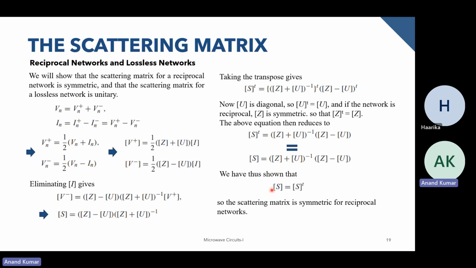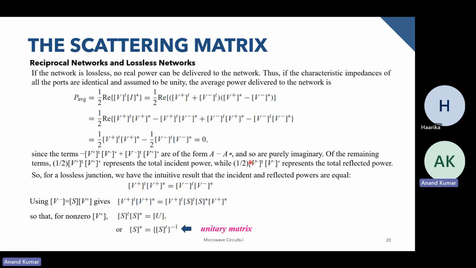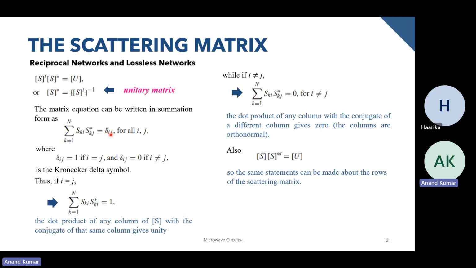You only need to solve for the top half of the matrix. If you cut the matrix diagonally, then half of it is already known. And similarly, if they are lossless, the matrix turns out to be unitary. So this observation gave us these particular relationships, which essentially say that if we know the S matrix for a certain network, then we can solve this relationship and say whether the network is lossless or not.